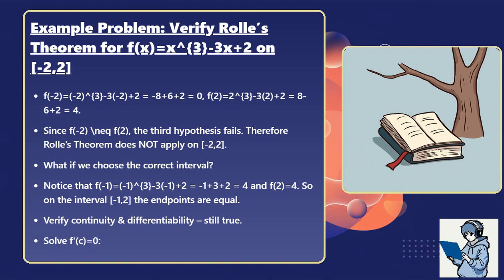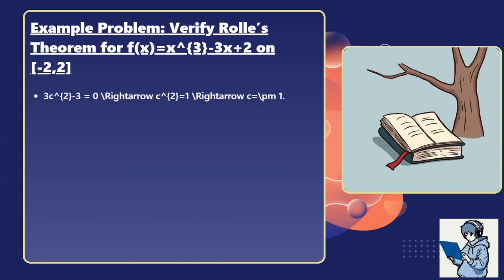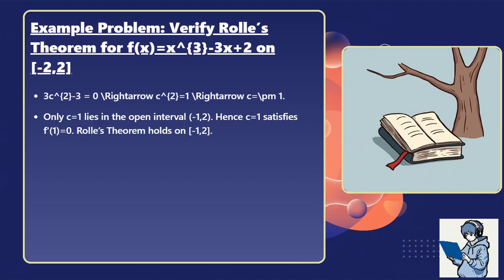Solve f prime of c equals 0. 3c squared minus 3 equals 0 implies c squared equals 1 implies c equals plus or minus 1. Only c equals 1 lies in the open interval negative 1 to 2. Hence c equals 1 satisfies f prime of 1 equals 0. Rolle's theorem holds on the interval -1 to 2.